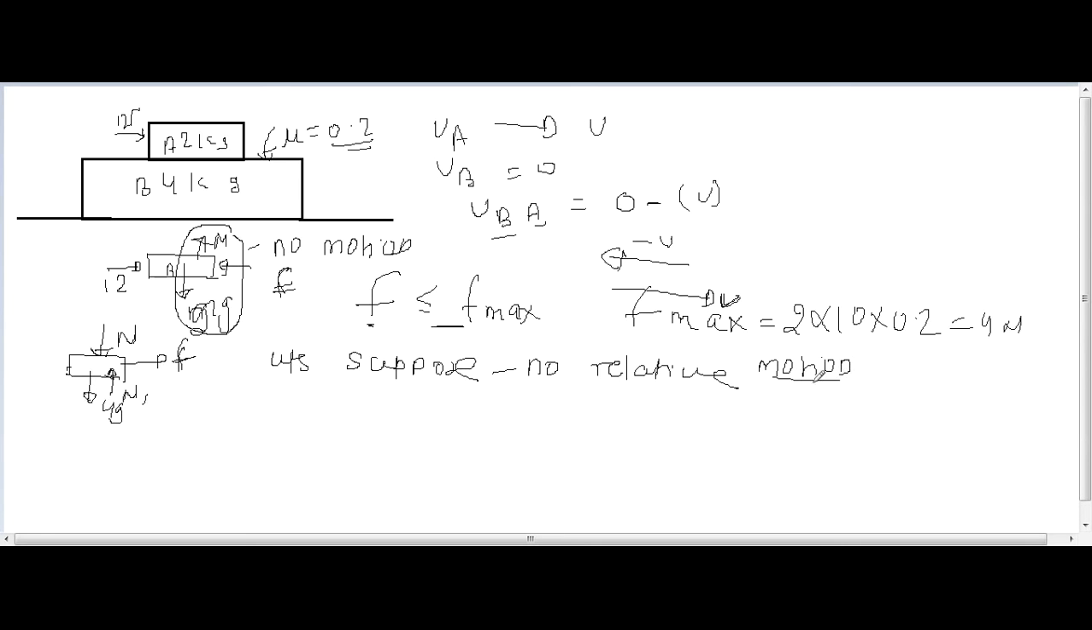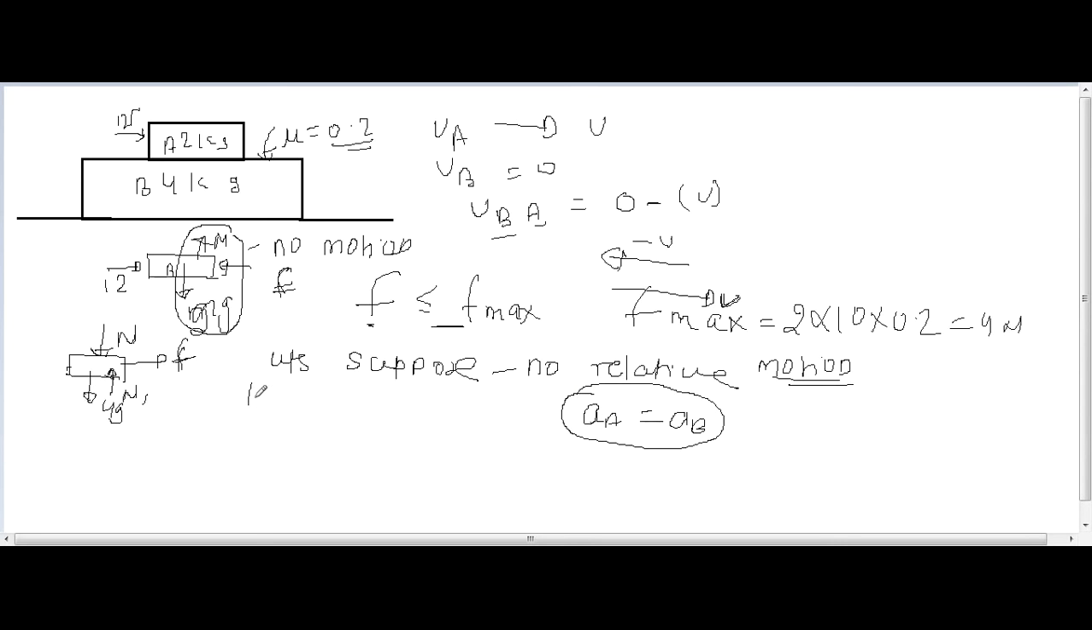Let's suppose there is no relative motion. If there is no relative motion, this means acceleration of A should be equal to acceleration of B. We do not know whether relative motion is present or not, but let's suppose there is none, so acceleration of A is equal to acceleration of B.